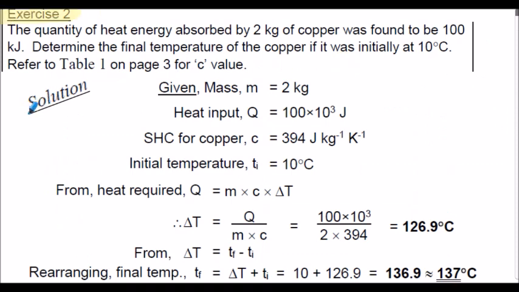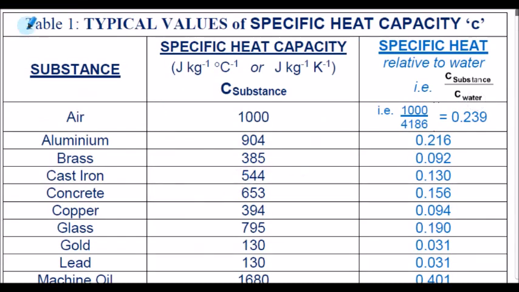Exercise 2, full solution here. Again, I'll let you review the solution at your own pace. Notice the SHC for copper is 394 joules per kilogram per K, and that was extracted from table 1, copper value shown here.